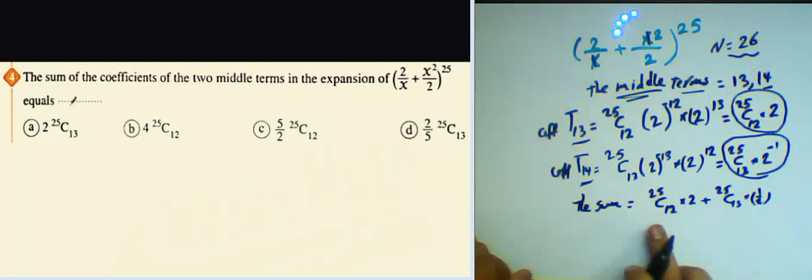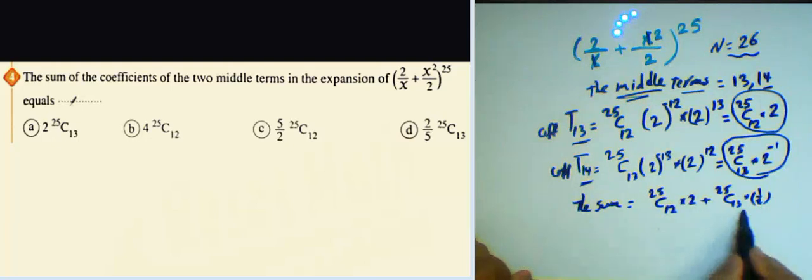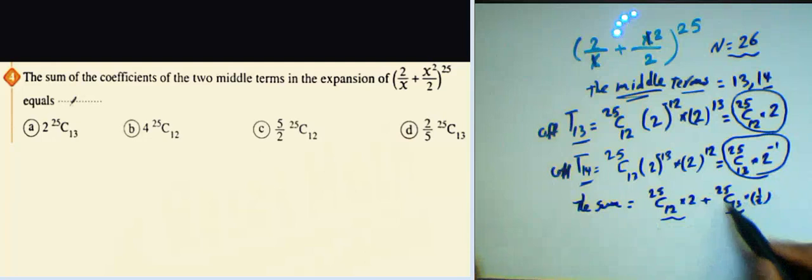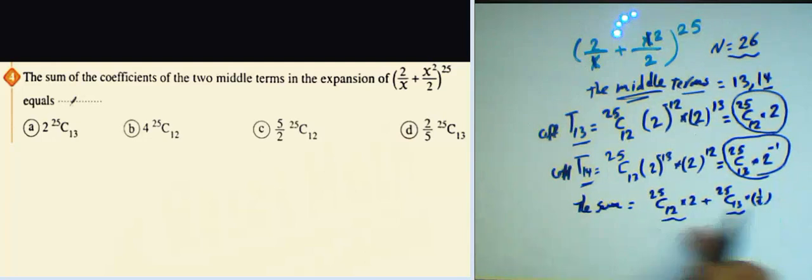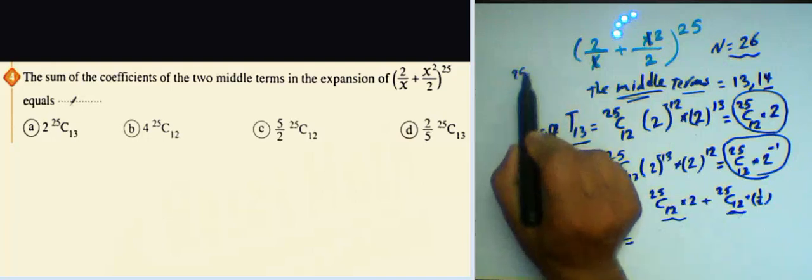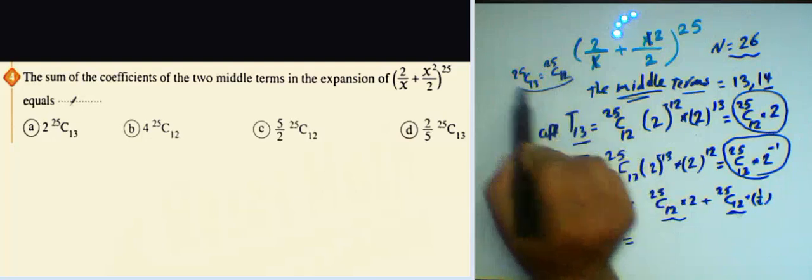We know 25 combination 12 is equal to 25 combination 13, they are equal because we can simplify this combination here, 25 minus 13 equals 12, so they are equal. We can write 12 here, you can change 13 to be 12 because 25 combination 13 equals 25 combination 12.